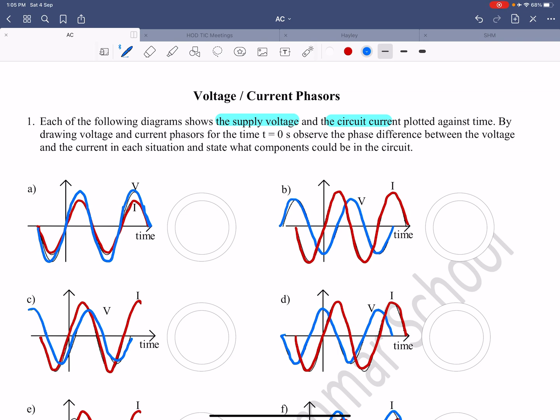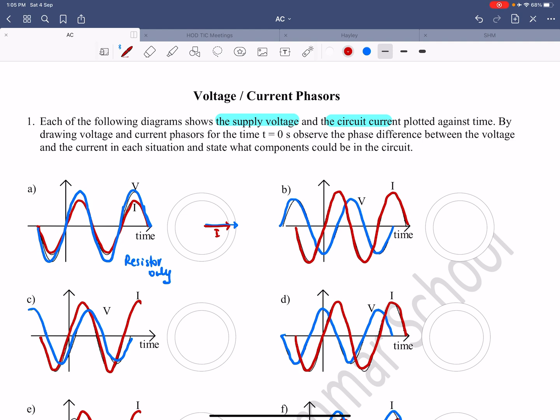I've just color coded all these. So for the first one, this is where my time 0 is. I'm looking at that axis, and they're both going through 0 at the same time, peaking at the same time. So my current is the smaller one, and my voltage, they're both in phase. So the only component where both the current and the voltage are in phase is when you have just a resistor.